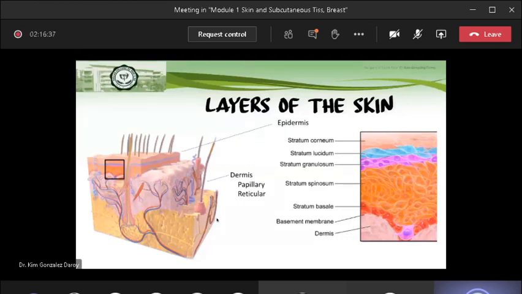This layer also contains your nerve endings, blood vessels, and adnexal structures such as your hair shafts, sweat glands, and sebaceous glands. The hypodermis is the third and the deepest layer of the skin. It consists mainly of loose vascular connective tissue that is infiltrated by your fat cells or your adipocytes with the main function of thermoregulation and energy.